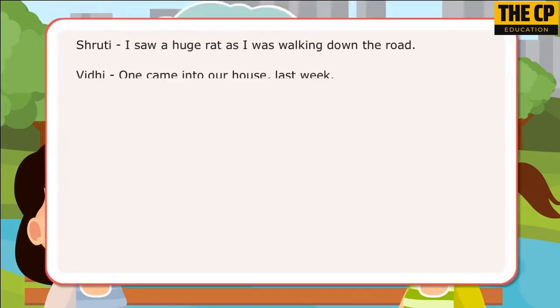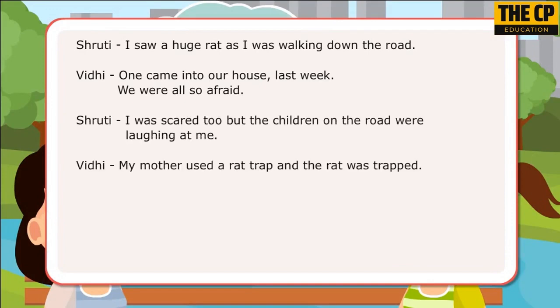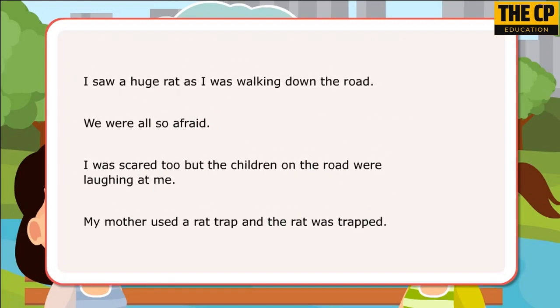In the dialogues, the girls have used was and were to describe something, with ing verb to form past continuous tense and with the past participle to show passive voice. Here are examples of sentences with was and were. I saw a huge rat as I was walking down the road. We were also afraid. I was scared too, but the children on the road were laughing at me. My mother used a rat trap and the rat was trapped.